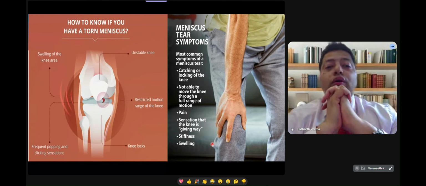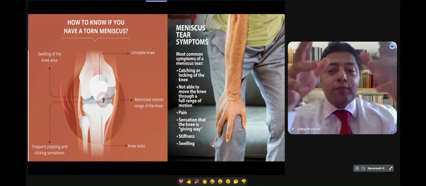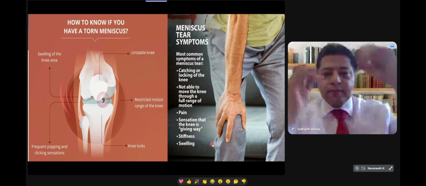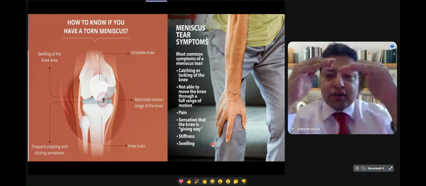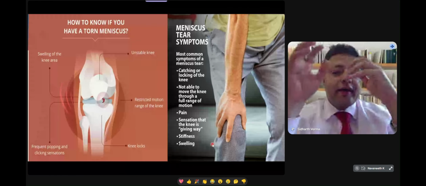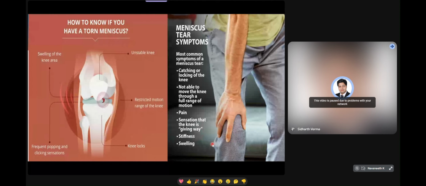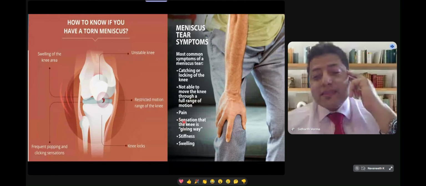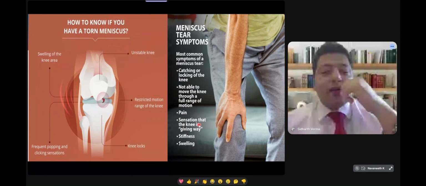And how do you know if you have a torn meniscus? Your knee would be swollen, it will be unstable, there will be a restricted range of motion. Some people say, "Arey, wo lock ho gaya," and then there can be a frequent popping and clicking sensation, a lot of clicking. And of course, as I mentioned, the knee will be locked, and you will get a sensation that the knee is giving way, and there will also be pain with all this.